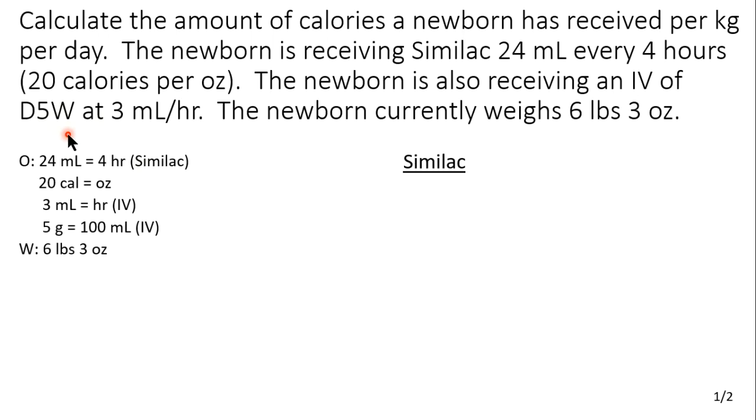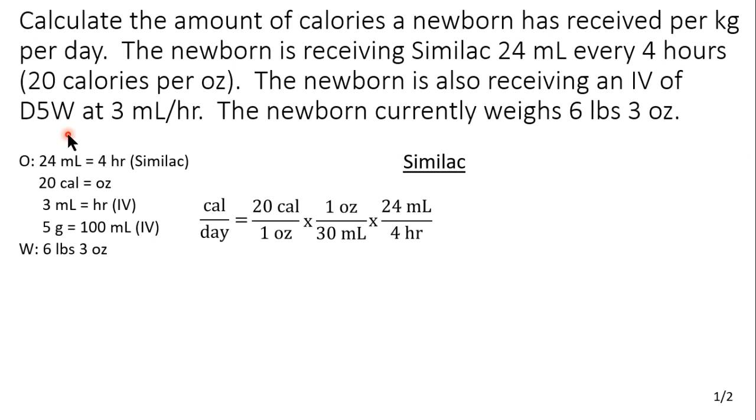So we are looking for calories per day. So we want calories on top. We put 20 calories per ounce, but we have the volume in terms of milliliters. So we want to use a conversion ratio of 1 ounce over 30 milliliters, then times 24 milliliters every 4 hours. Since we want it in terms of days, we multiply times 24 hours over day. Our units cancel out and leaves us with calories per day.